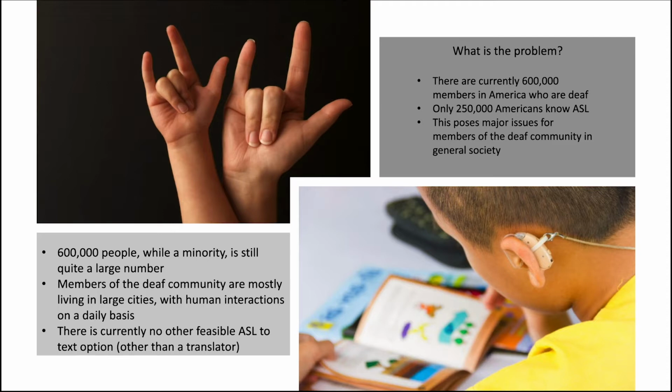Well, there are currently 600,000 members in America who are part of the deaf community, and only 250,000 Americans know ASL, and these are members who aren't deaf. So this poses a major issue for members of the deaf community and members of general society because of this learning curve. 600,000 people, while it might be a minority, is still quite a large number because many of these deaf people live in large areas, which just increases human interaction.